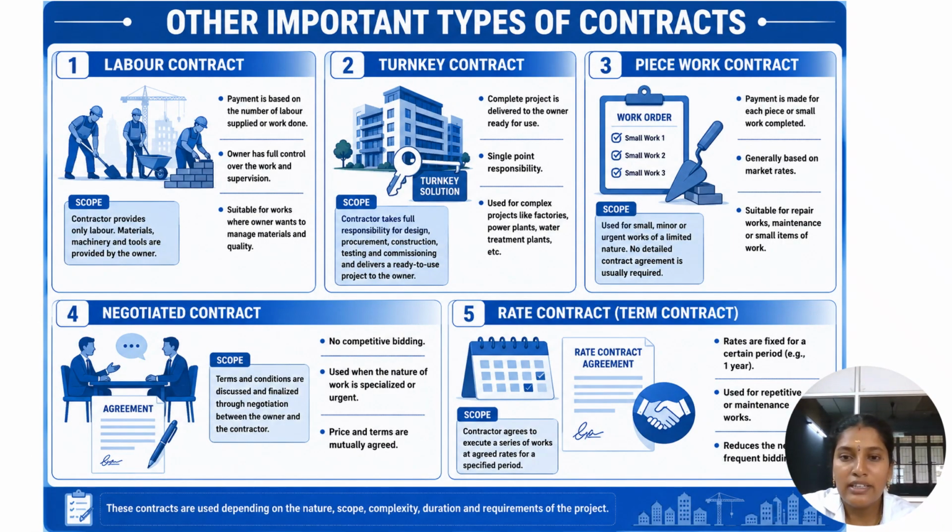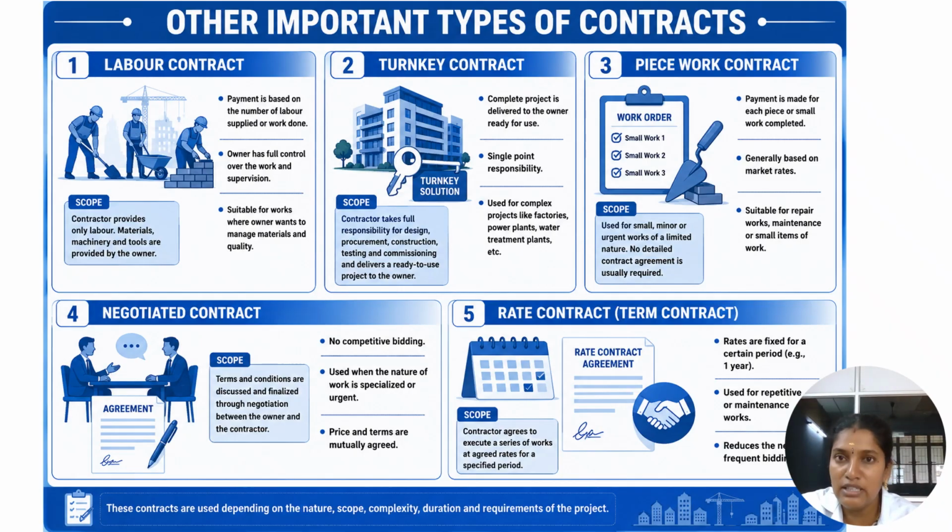Another important type of contract is the labor contract. Another one is the material contract. In a labor contract, only the contractor supplies the labor for each and every type of work, and the owner has to supply the total construction material. So that contract is called a labor contract. Likewise, what is the material contract? The contractor should supply all kinds of material for the construction process. So that is called a material contract. So it depends upon the labor and depends upon the material.